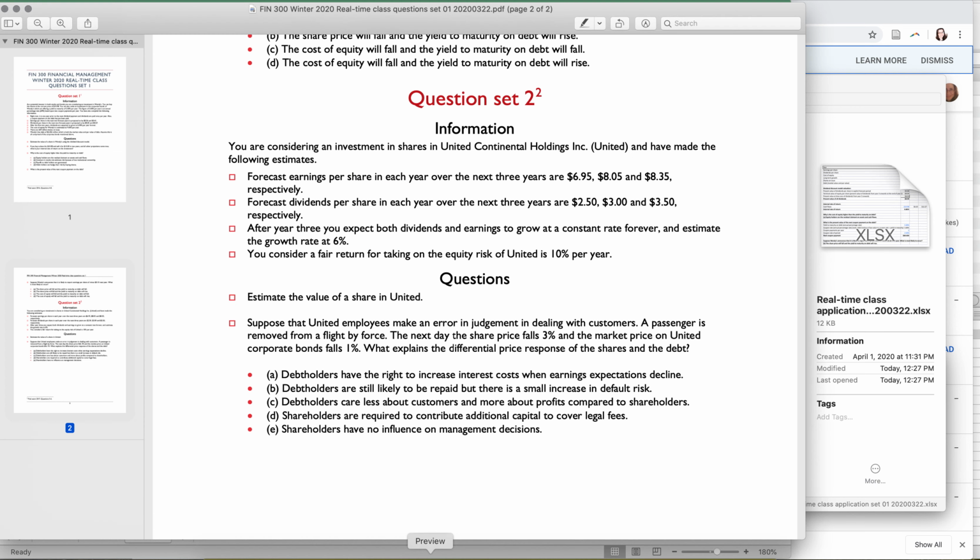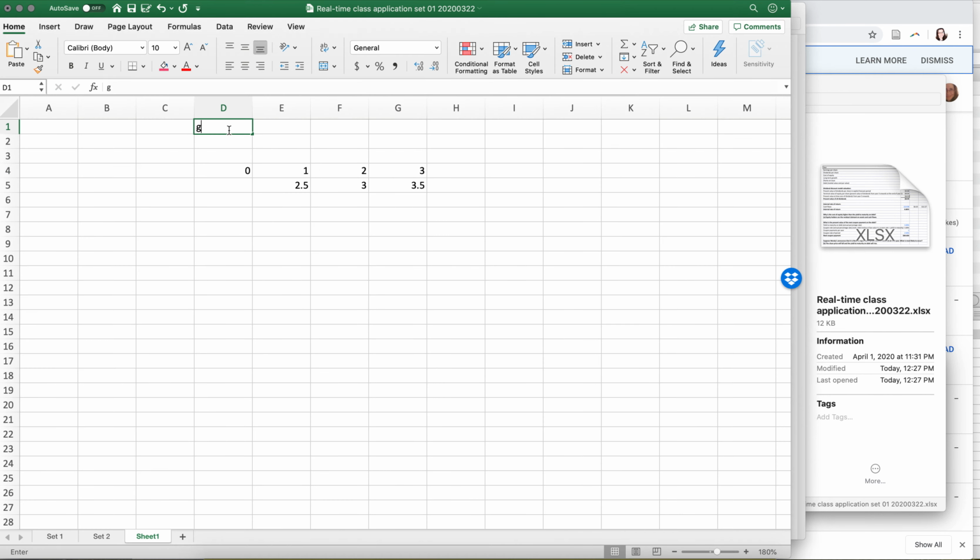And then it says that after that, you expect them to grow at a constant rate of 6%, and we also have a discount rate of 10%. So G and R, 0.06, 0.1. The value in year 4 is that times 1 plus 6%. So if we sold it, the value would be the growing perpetuity from year 4.